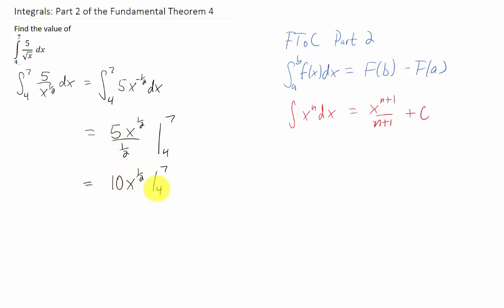And then the fundamental theorem of calculus, part 2, says that we just plug in our upper limit, that's 7, into this function. We subtract, then we plug in our lower limit of 4 into this function. If you wanted to rewrite this using radical notation, you could go ahead and do that.